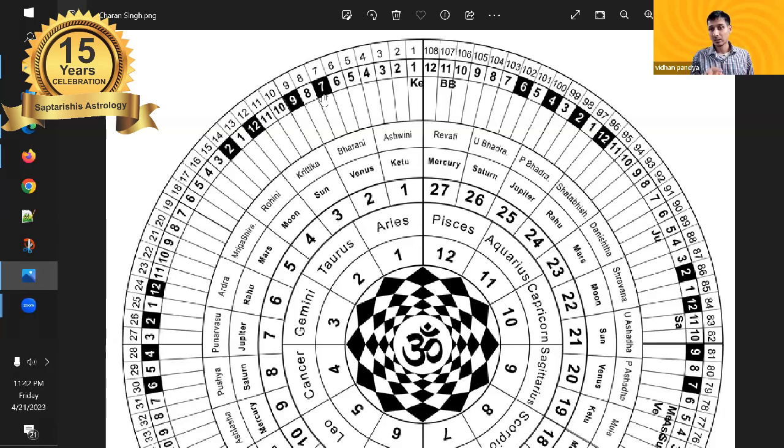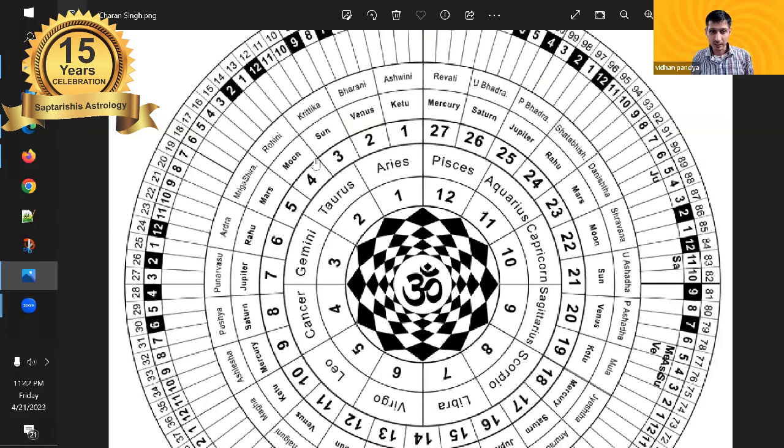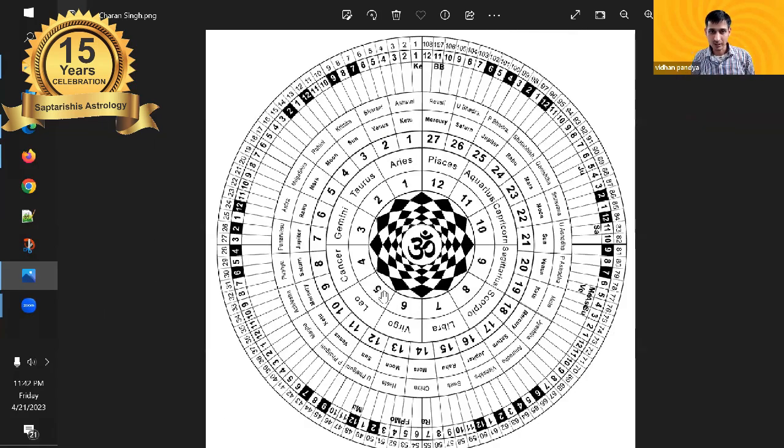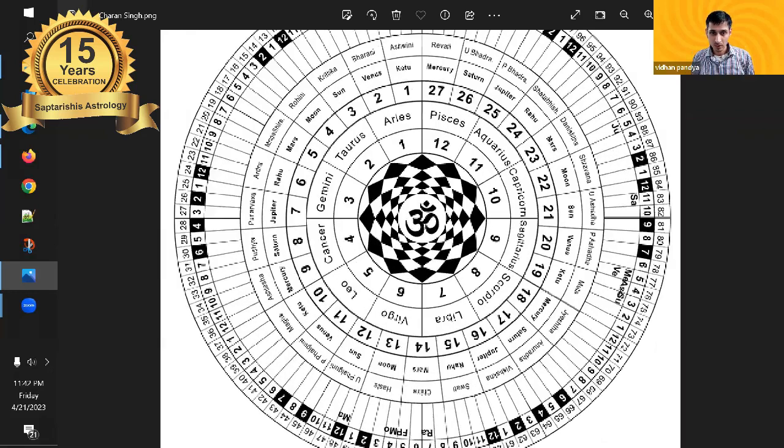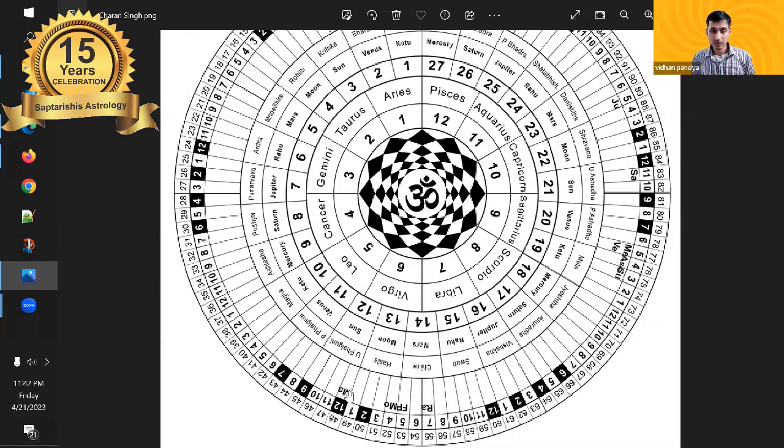You can just look at the circular chart and identify which planets are sitting in the Pushkar Bhag. In that way, in a snapshot, you will be able to understand. For example, in this chart, you can see Mars is there in the Pushkar Bhag.